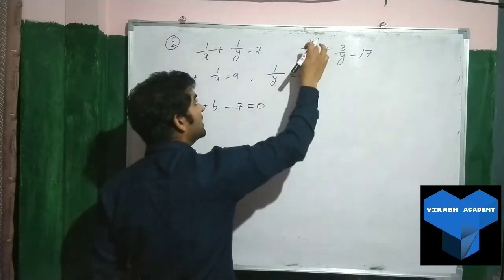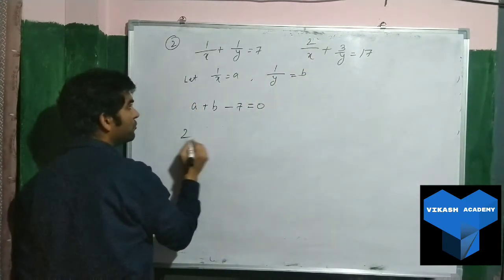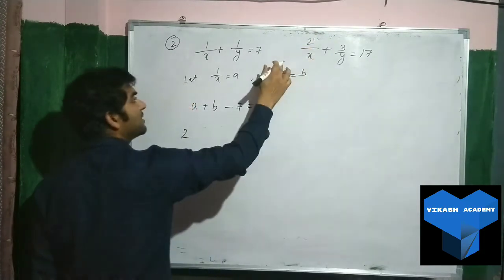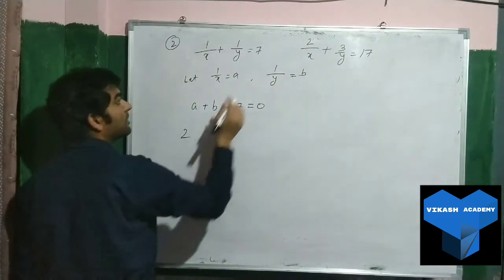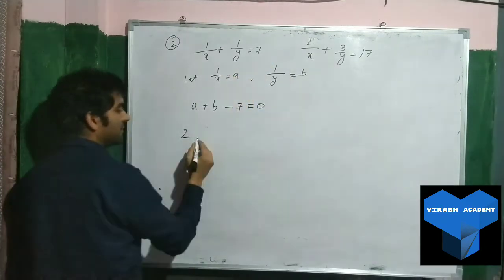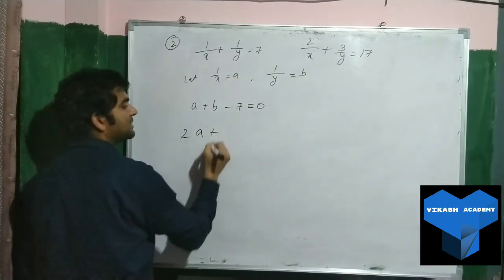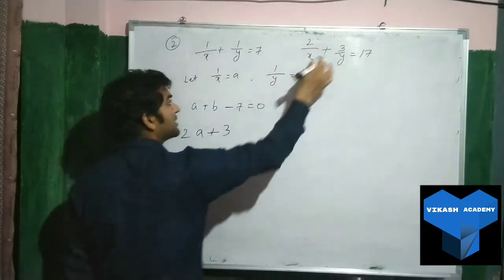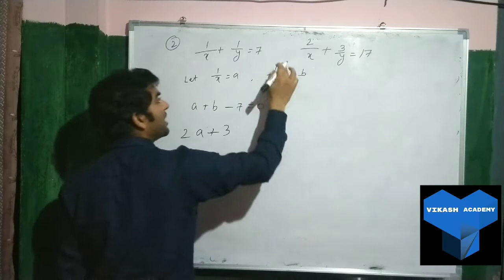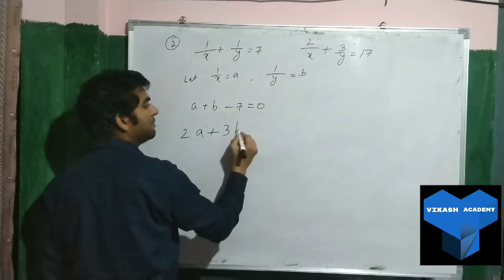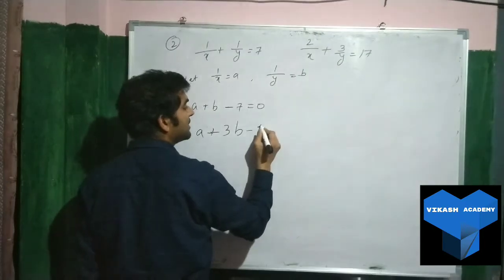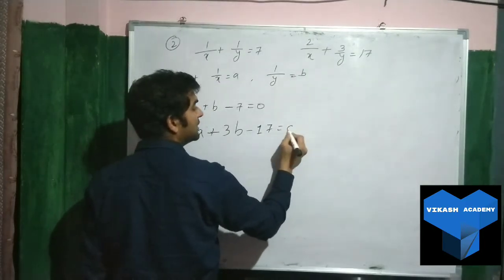For second equation you see 2 by x, so 2 into 1 by x. 1 by x is how much? a. So you write 2a plus 3 into 1 by y. 1 by y is b. So 3b. Then take 17 this side, it will be minus 17 is equal to 0.